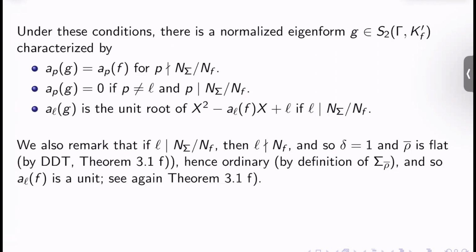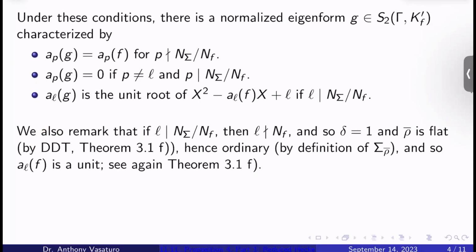And then finally, if we're at L and L divides n sub sigma divided by n sub F, then A sub L of G is just the unit root of x squared minus A sub L of F x plus L. Okay. We will also remark that if L does divide n sigma over n F, then L cannot divide n sub F. And so delta must be 1, as per the previous slide, and rho bar is actually flat. You can see Diamond-Darmon-Taylor theorem 3.1f, for example. Hence ordinary, by the very definition of sigma sub rho bar. And so A sub L of F is actually a unit, again, by theorem 3.1f of the Diamond-Darmon-Taylor notes. This is just a helpful remark.